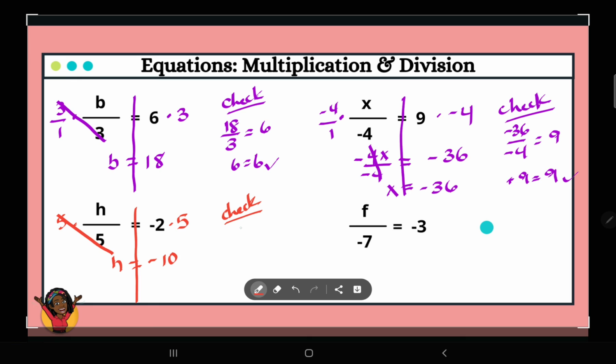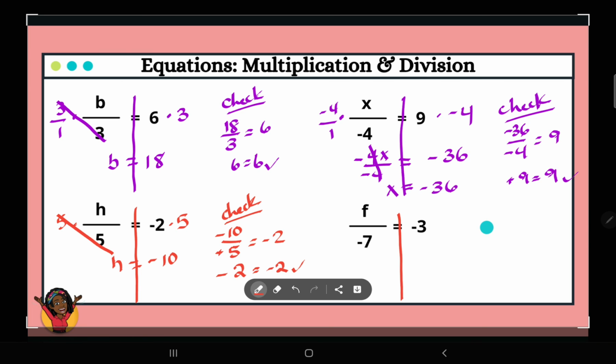Let's do our check. Let's plug it back in. Negative 10 divided by 5 should be equal to negative 2. I have a negative sign and a positive sign. So negative divided by a positive is going to be a negative. 10 divided by 5 is 2. So negative 2 is equal to negative 2, and it works.